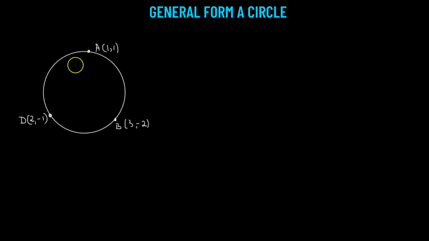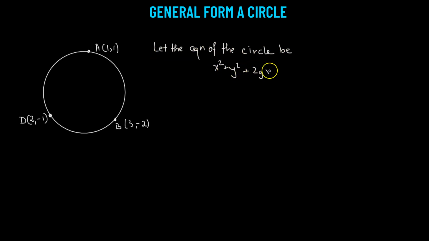Now we can rephrase the problem. We have the 3 points A, B and D. The circle is passing through these 3 points. Now we'll consider the general equation of a circle. Let the general equation of a circle be x squared plus y squared plus 2gx plus 2fy plus c equals 0. This circle passes through the points A, B and D, so the points are going to satisfy the equation.